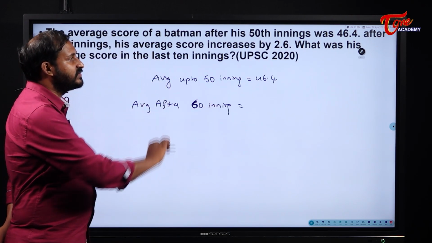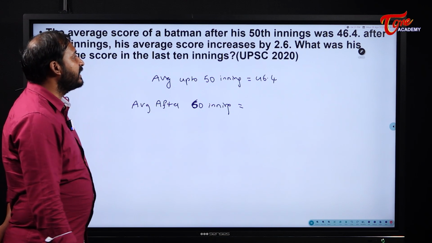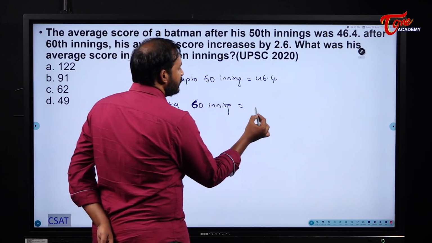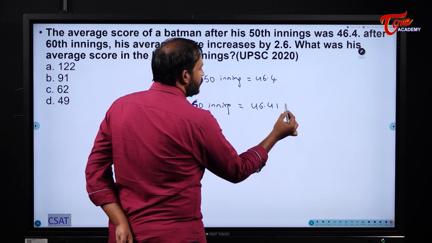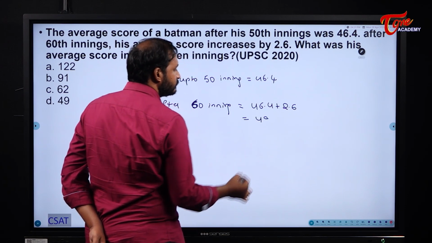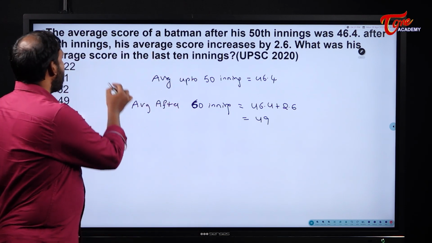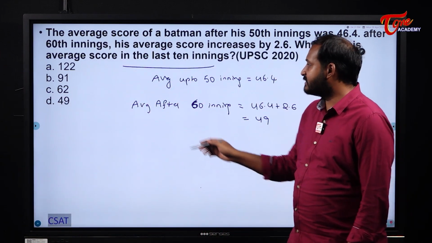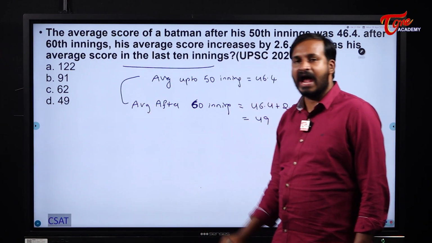That means earlier it is 46.4. Now it increased by 2.6. So what will be the new average here? 46.4 plus 2.6, so his new average will be 49. What was his average score in the last 10 innings? Last 10 innings, that means from here to here, we need to find the average score.